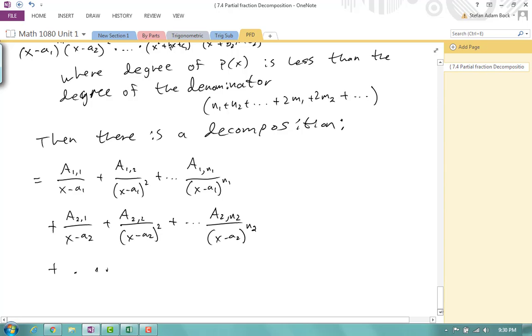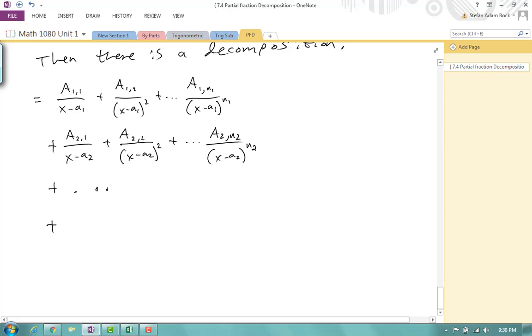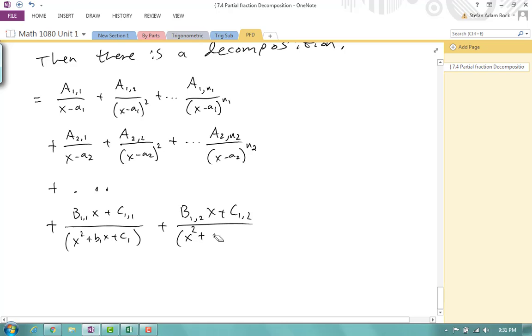Plus dot dot dot, we don't want to go that far, plus b 1 comma 1 x plus c 1 comma 1 all over x squared plus b1x plus c1, plus b1 comma 2 x plus c1 comma 2, plus dot dot dot. Oh boy.